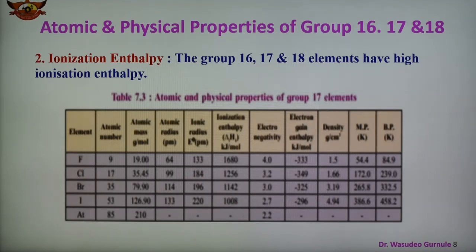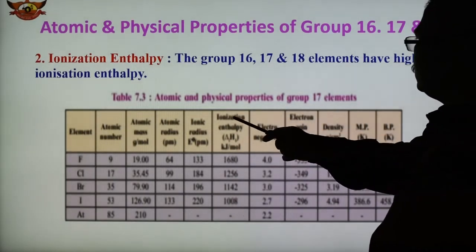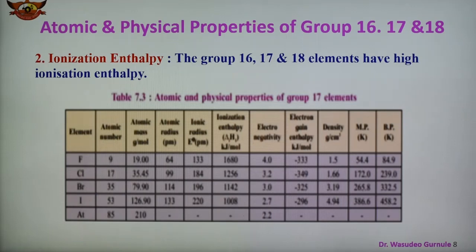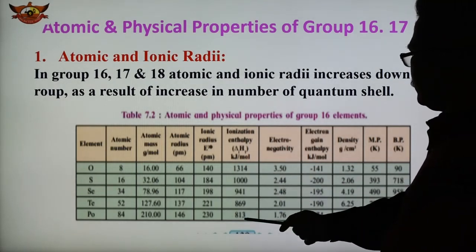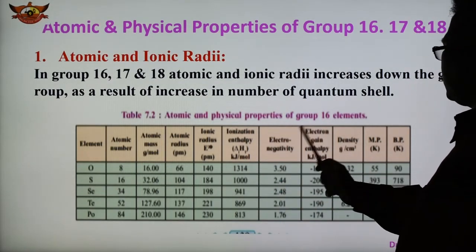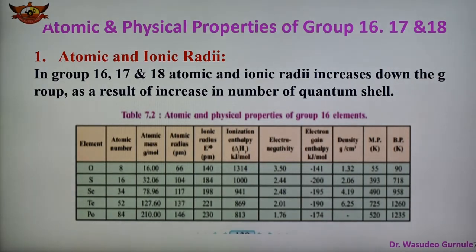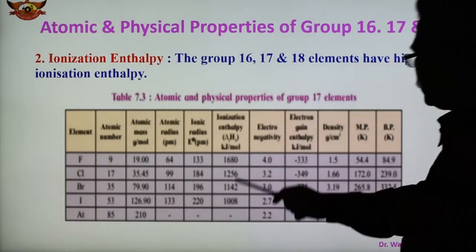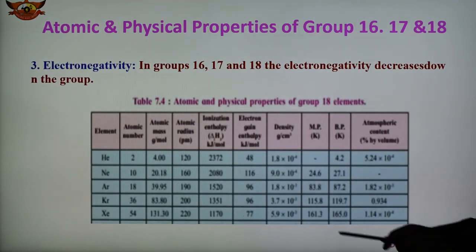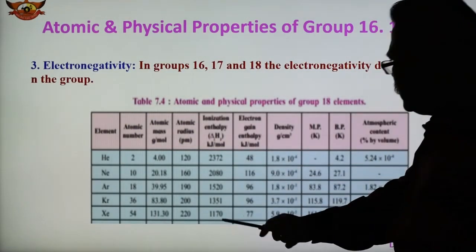So here, values are also given in case of the elements of this group. So see here, in case of group number 17 and also in case of group number 16, ionization enthalpy value decreases as we go down the group. In group number 16, ionization enthalpy value decreases. In case of group number 17, ionization enthalpy value also shows the decrease. In case of group number 18, ionization enthalpy value also shows the decrease.